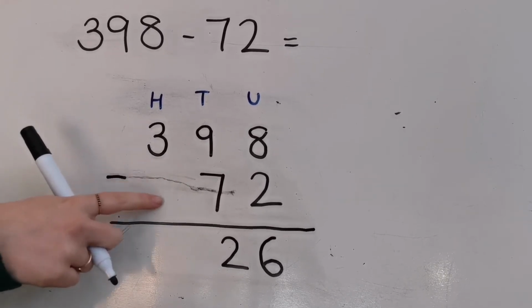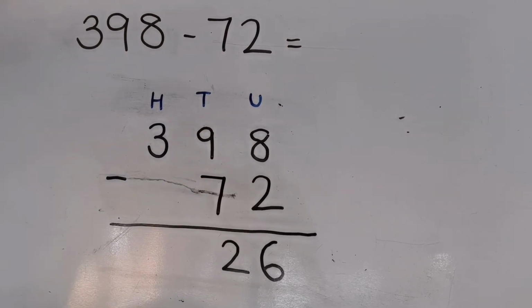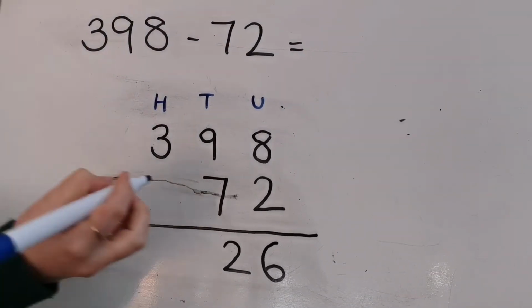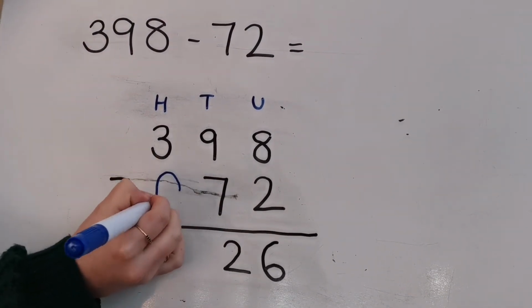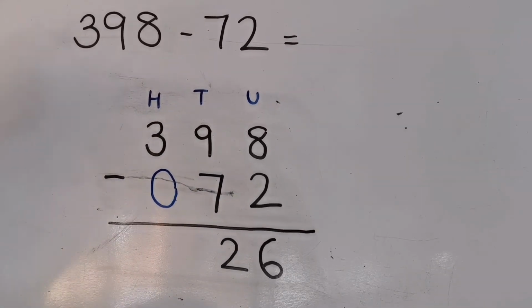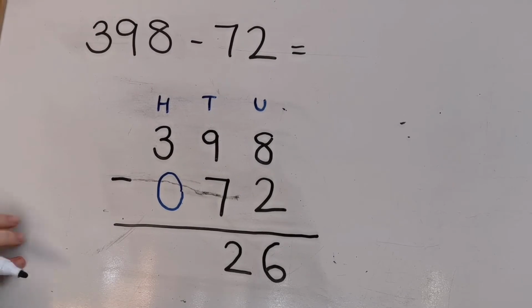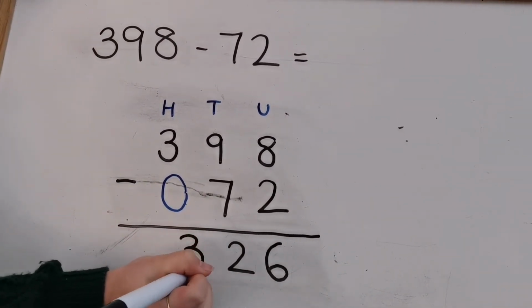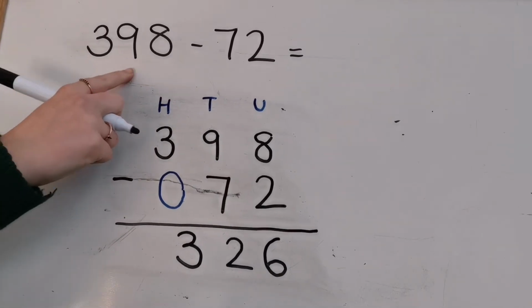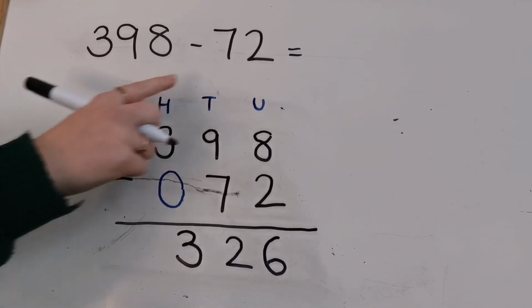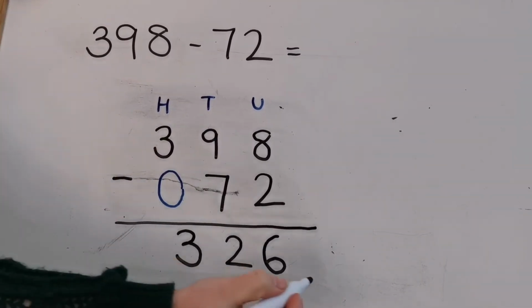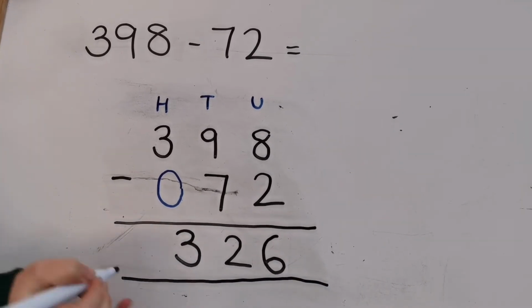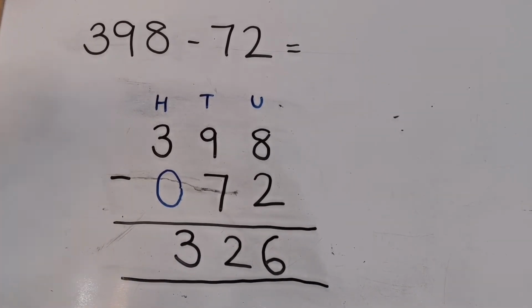There are no hundreds in the number 72. If you feel more comfortable, you can fill that in with a 0 to help you remember that you're not taking anything away. So now I've got the problem 3 take away 0. Well, the answer is still 3. So 398 take away 72 would give me the answer 326.